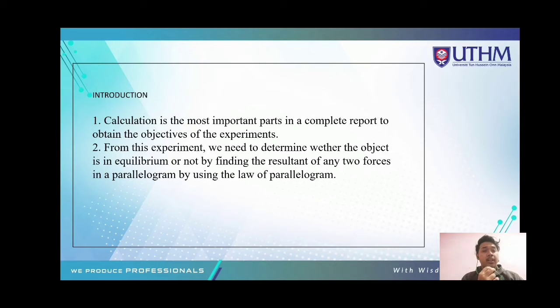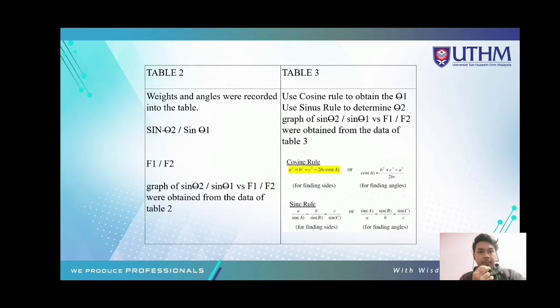What we got from the experiment is two tables, and we need to fill up the tables with weight and angles. For table 2, we need to find sine theta 2 over sine theta 1 and also cos theta 1 over cos theta 2, and we need to draw a graph. We need to plot a graph of sine theta 2 over sine theta 1 versus force 1 over force 2.